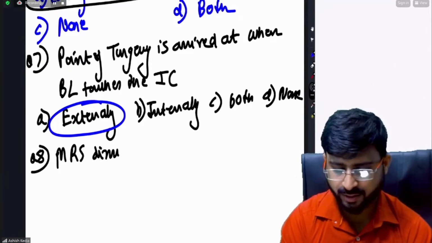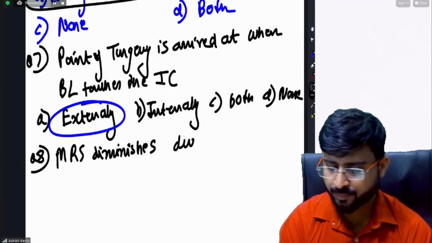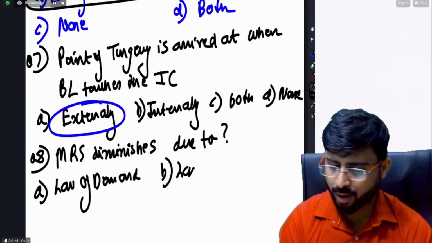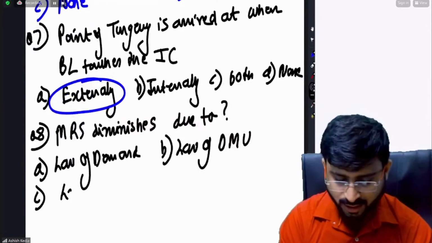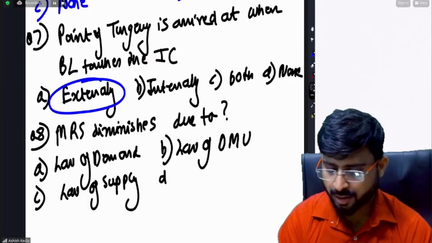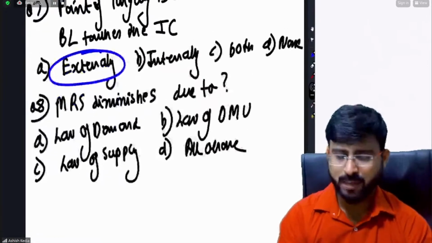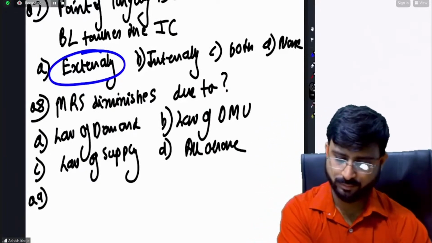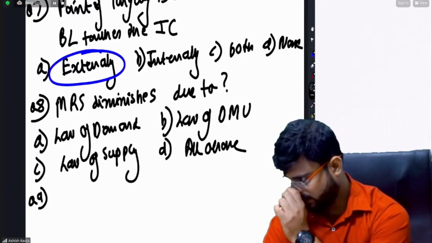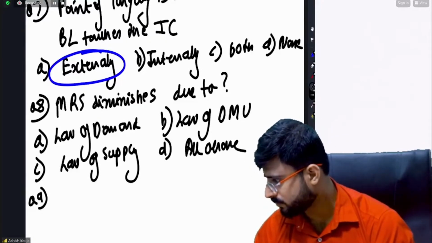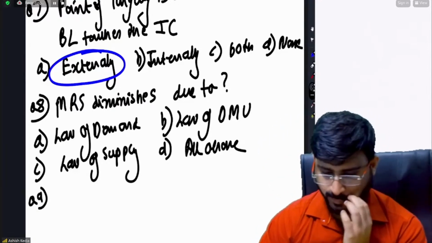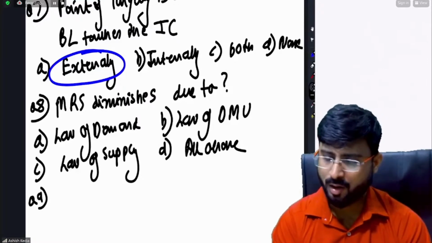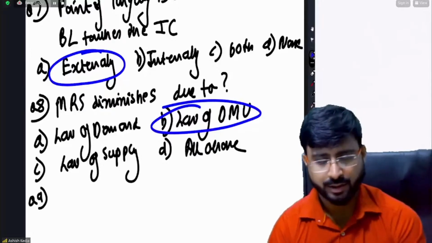MRS diminishes due to: A. Law of demand, B. Law of diminishing marginal utility, C. Law of supply, D. All the above. MRS diminishes due to what? Very good. Due to the law of diminishing marginal utility. Correct.